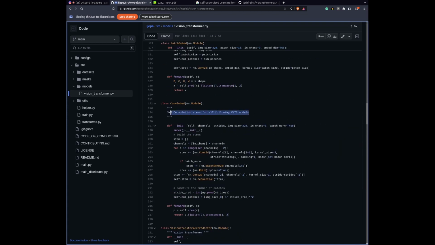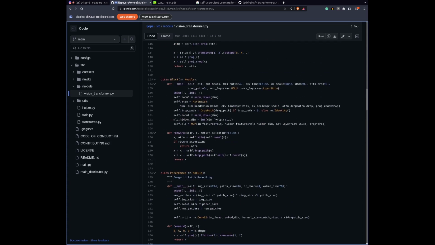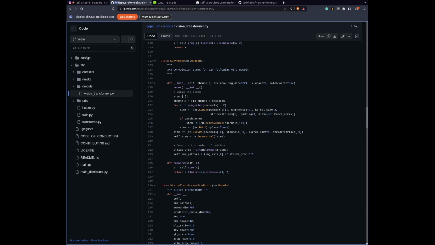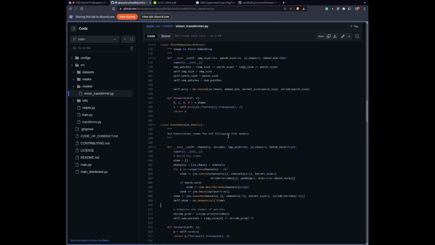No, I mean, this code is already way better than usual research code. There are some comments around the code. The code is more or less easy to follow. So cheaper things, convolutional time for ViT models.